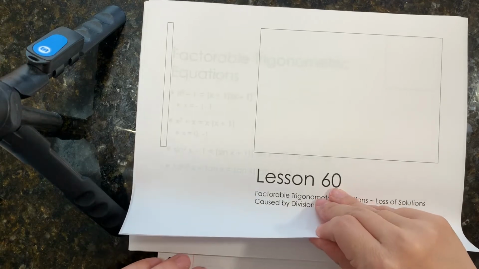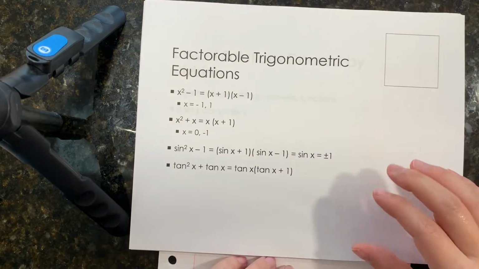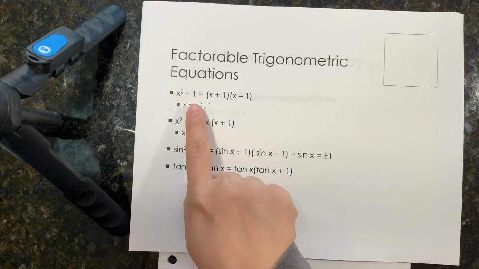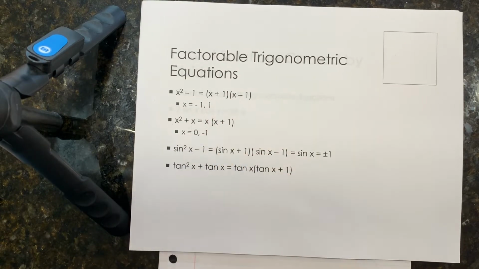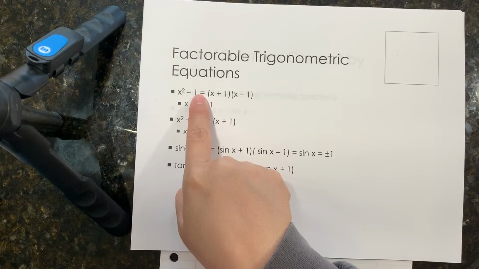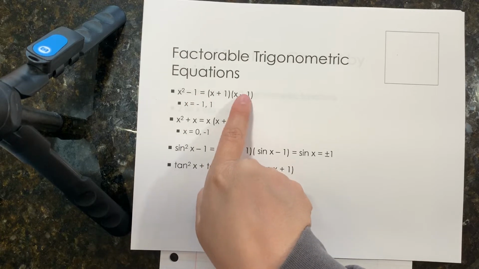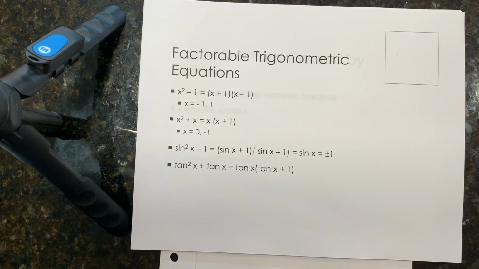So the first thing that we're going to look at is factorable trig equations. Something that you've seen before in the past was if you saw x squared minus 1, you know that can factor into x plus 1 times x minus 1. It's also called the difference of two squares. You can take the square root of x squared and you can take the square root of 1. And that's how you factor those. Then your solution for x would be negative 1 and 1.